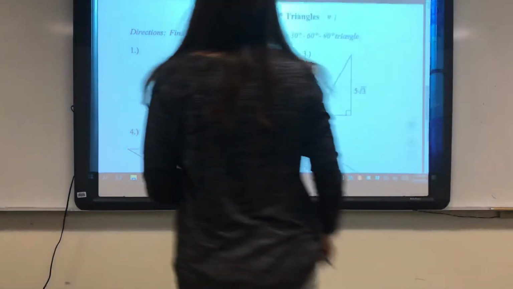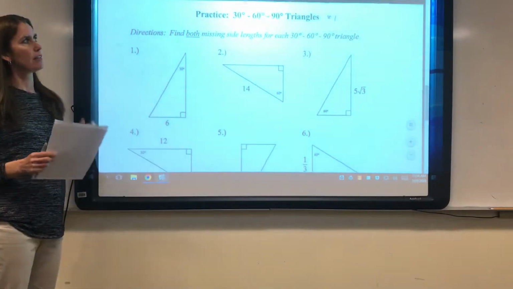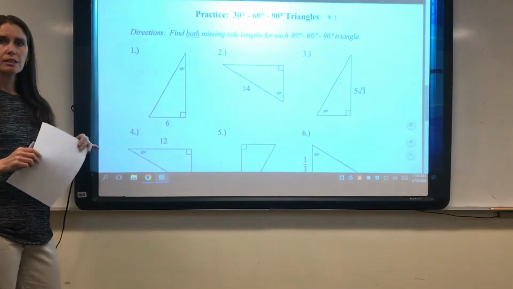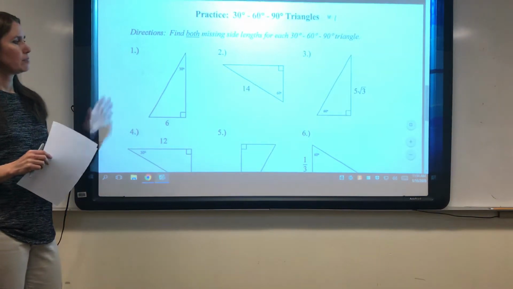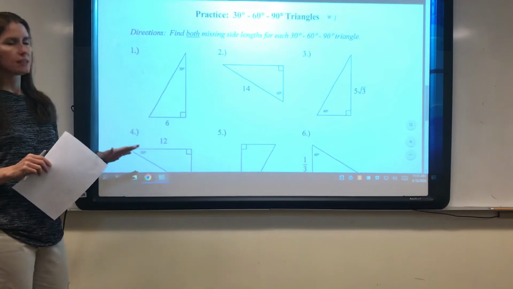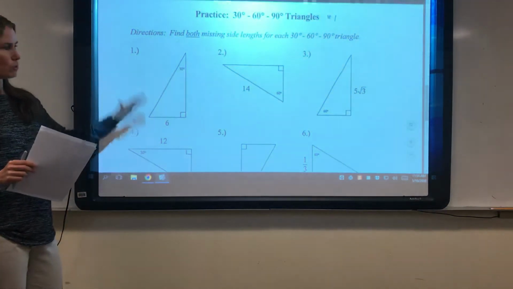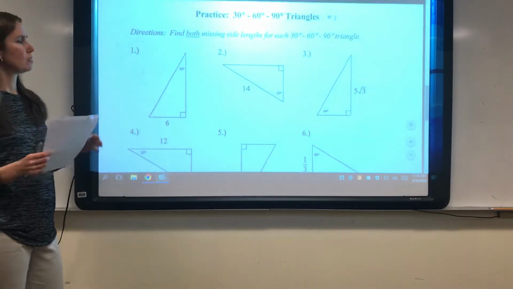Okay, here is some extra practice for the 30, 60, 90 triangles. Again, this is that number 1 worksheet that is in your notes packet. And we will again, like we did for the 45, 45, 90, do the first 6 together just to give you a little more extra practice with that. And then you will try the bottom 6 and you can check out my solutions on Canvas.